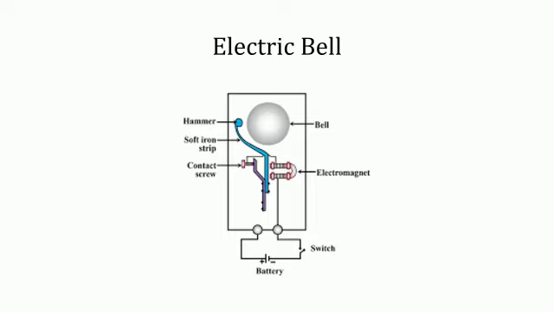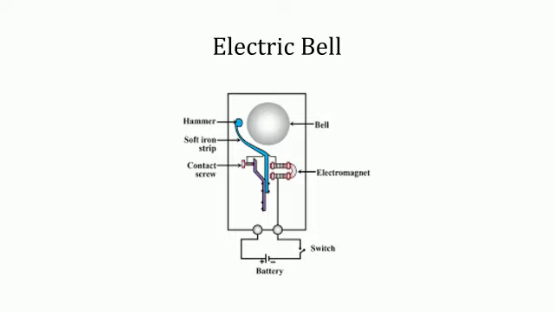After the connections are complete, the current starts flowing through the wire. The wire becomes an electromagnet. The electromagnet then pulls the hammer towards itself. The hammer, which is at the end, strikes the bell to produce a sound. However, as soon as the hammer strikes the bell, it loses contact with the contact screw. The circuit breaks and the current stops flowing.